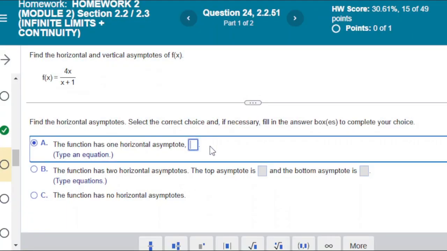So let's plug in our answers. The function has one horizontal asymptote. Again, don't just put in 4. It says type an equation here. Always make sure to read what's in blue. Check our answer.